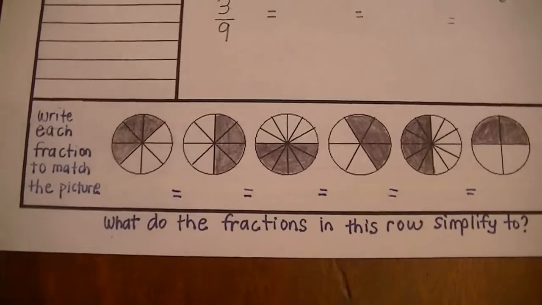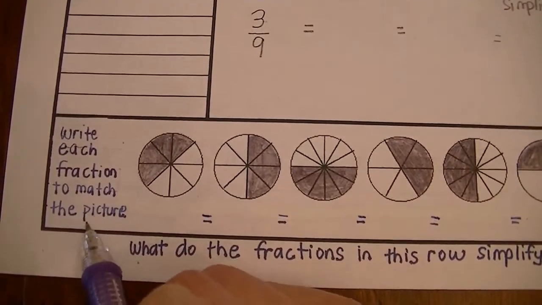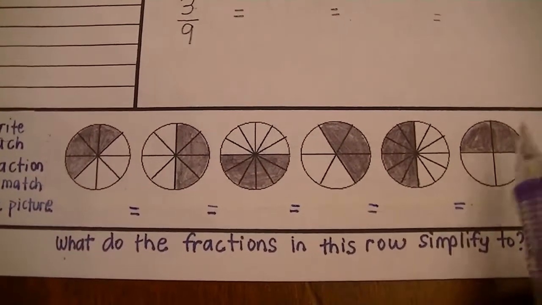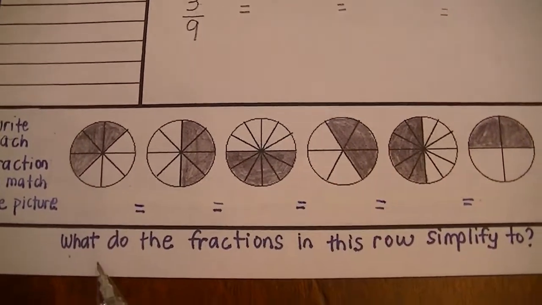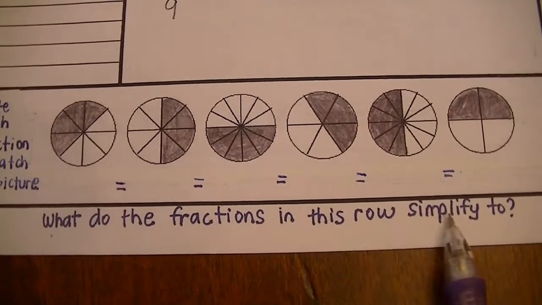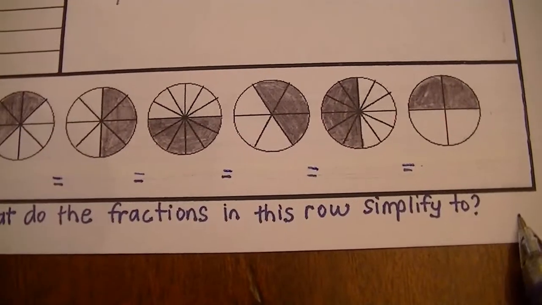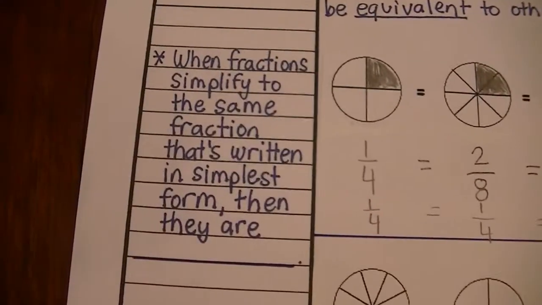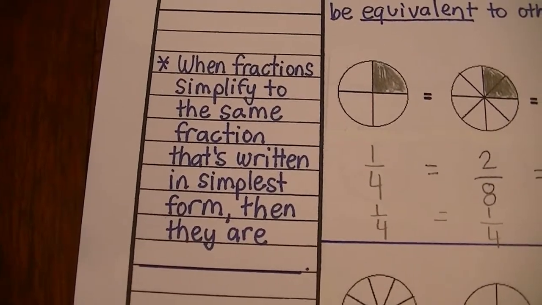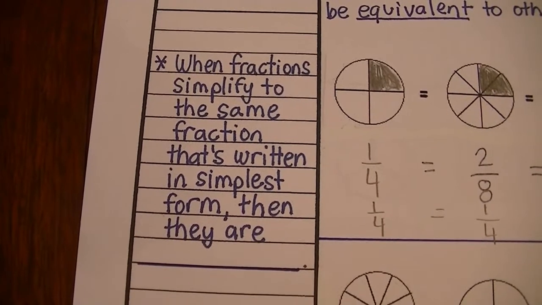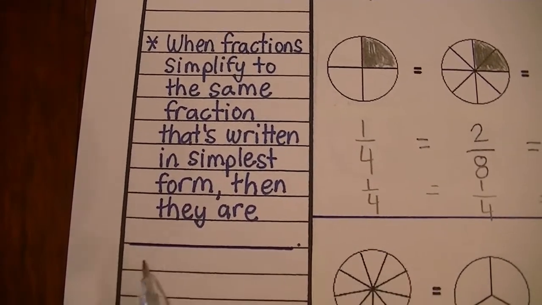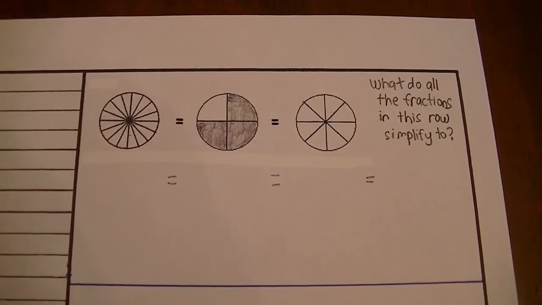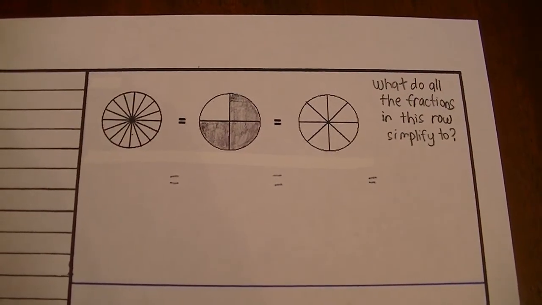Down here, I want you to write each fraction to match the picture. So what is the fraction that matches the picture? And you'll notice that they're all going to be equal to each other. And I want to know, what do the fractions in this row simplify to? You can write your answer right there. But before moving on, please make sure you answer this statement. When fractions simplify to the same fraction that's written in simplest form, then they are what? Write it in. The directions for this page are the same as the previous page.